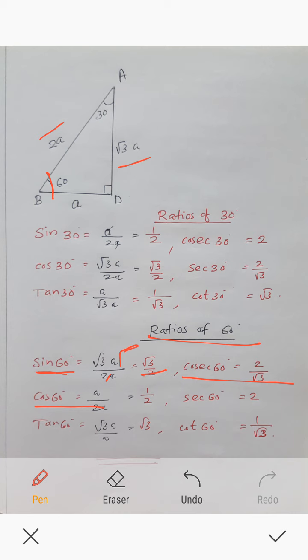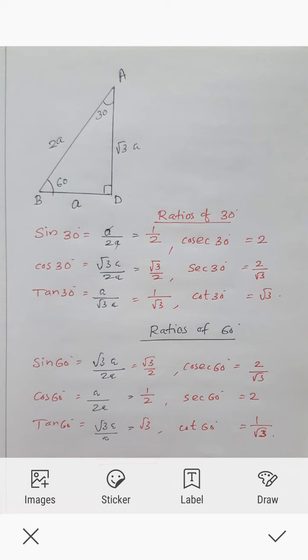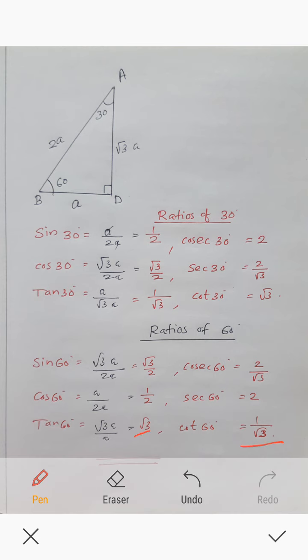Then cos 60. Cos 60 is the adjacent side of 60 degree by hypotenuse, that's equal to a by 2a. The a's are cancelled, so getting 1 by 2. Sec 60 is the reciprocal of 1 by 2, which is equal to 2. Then tan 60 is opposite side of 60 degree by adjacent side of 60 degree, root 3a by a, and the a's are cancelled, getting root 3. So tan 60 is root 3, so cot 60 is 1 by root 3.